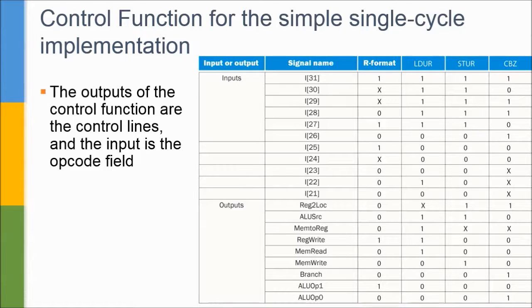Similarly for CBZ instructions, the opcode field is 10110100 and the rest are don't care. The control function generates its signals, REG to LOC, branch and ALU OP as asserted and the rest of the signals as deasserted.